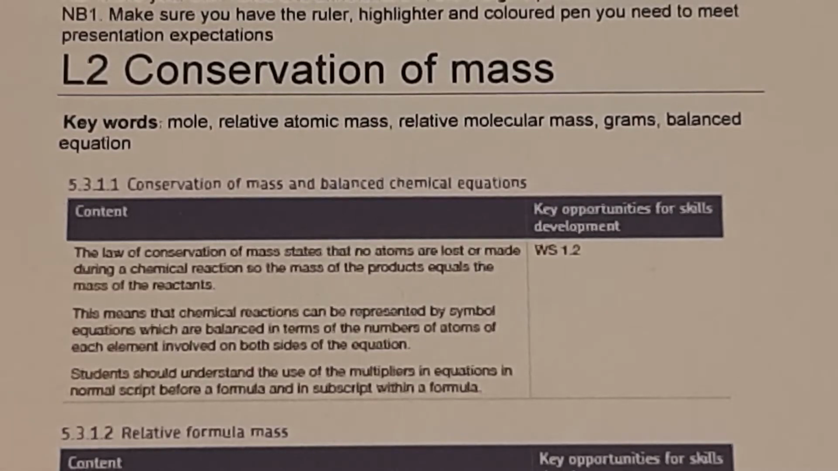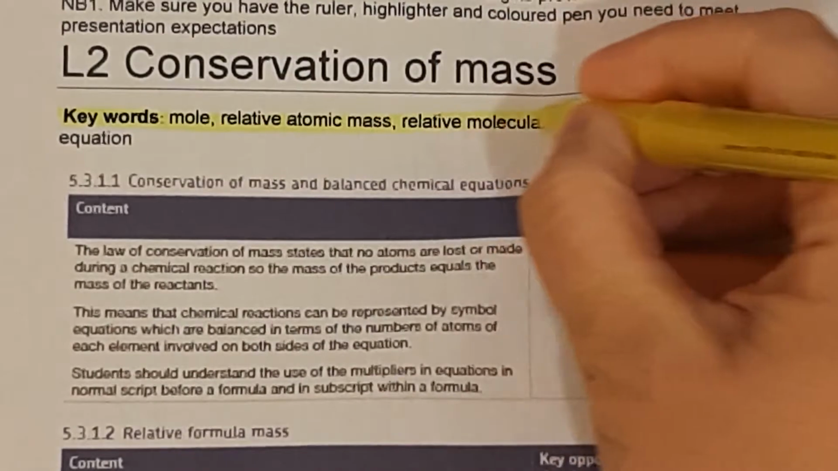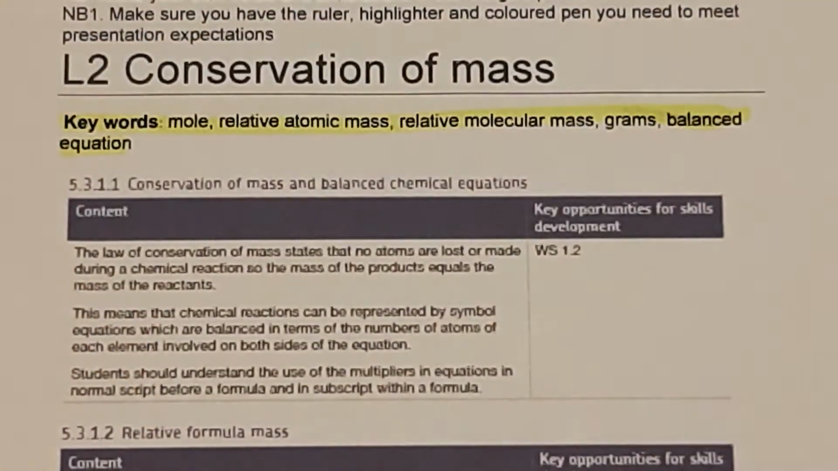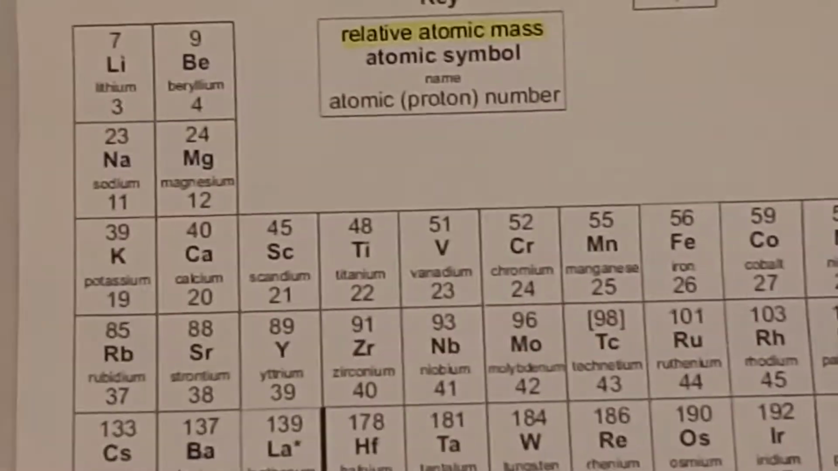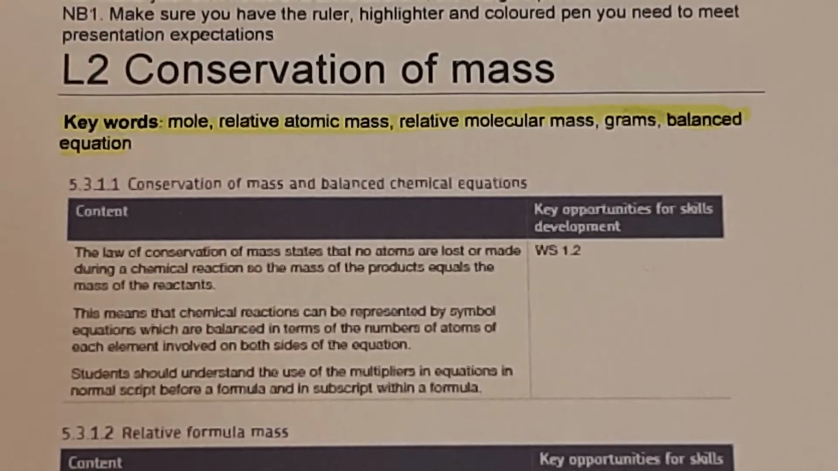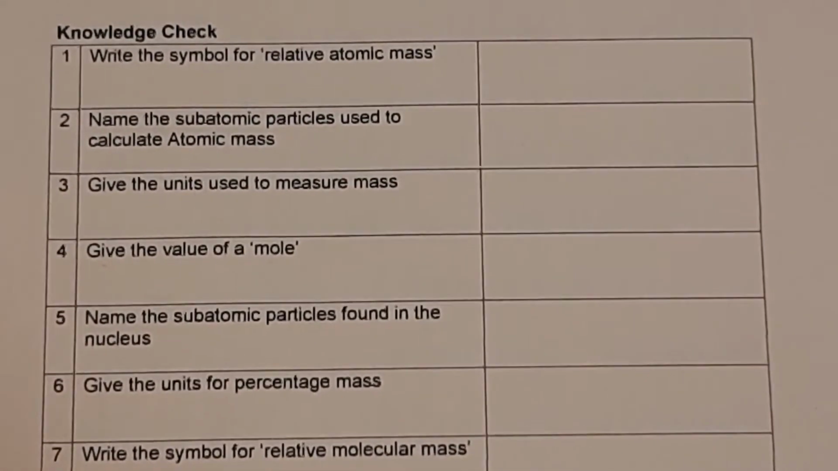This lesson today is called Conservation of Mass, and we're going to start with our keywords, which are mole, relative atomic mass, relative molecular mass, grams, balanced equation, and you're going to need a highlighter to highlight those. So once again, for this lesson, you are going to need your periodic table of the elements to help you with the lesson content. Our first thing is you're going to pause the video whilst you complete the knowledge check. Please pause the video now.